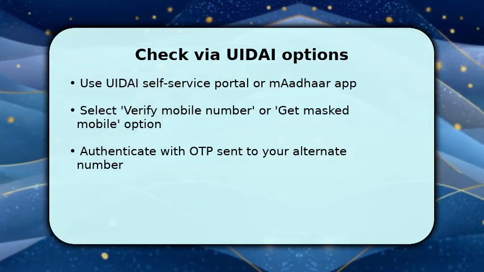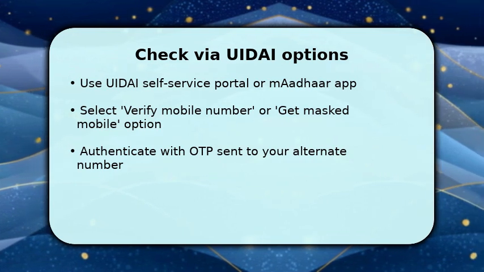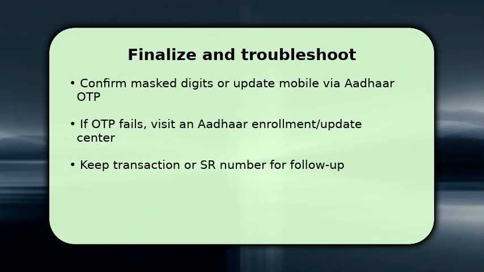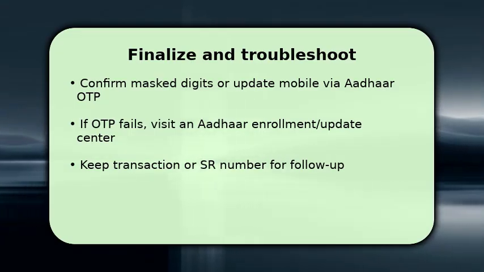If you use an enrolled center, a staff member will initiate the check and ask for your consent before. Finish by confirming the mask digits and deciding whether to update or keep the registered number. If you opt to update, you will authenticate again with an OTP and complete the mobile update form, then note the acknowledgement or SR number.